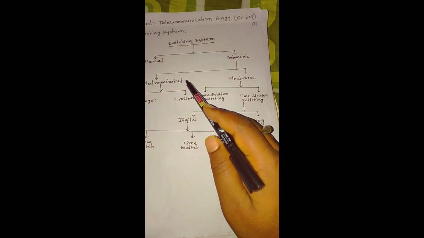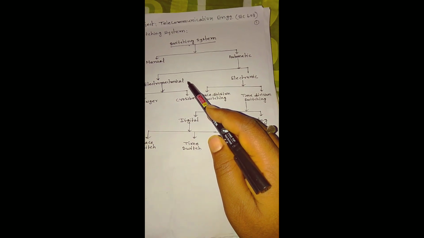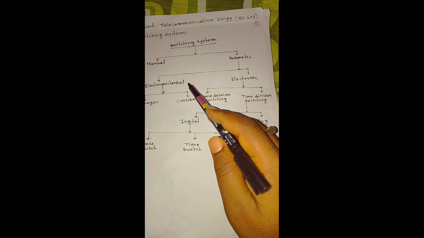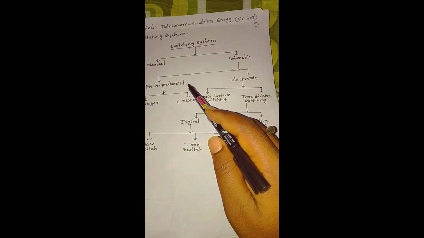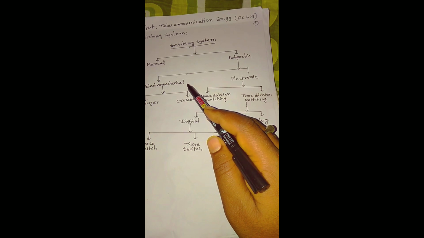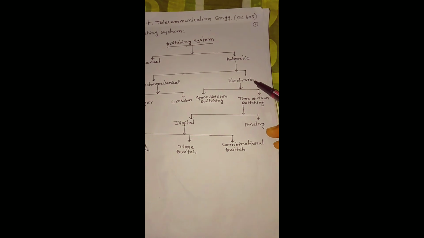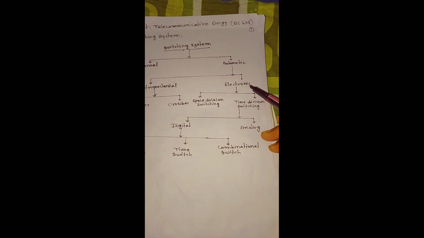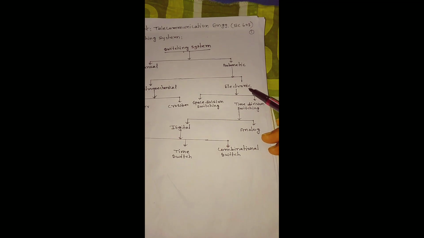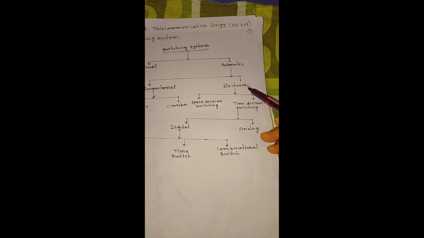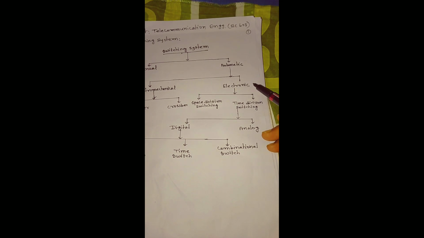Electromechanical switching is some kind of mechanical switch controlled by electrical pulses or electromagnet. This can be classified into two types: Strowger switching and crossbar switch. Electronic switch is basically called SPC, stored program concept. Basically some kind of instruction called program can be inserted inside a microprocessor or computer, and that will execute the task.